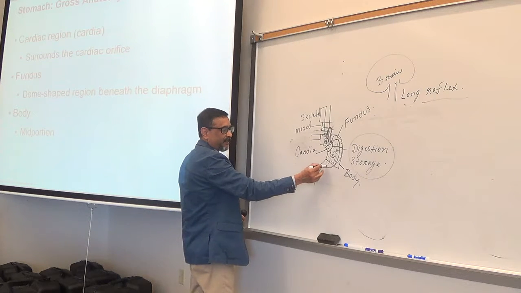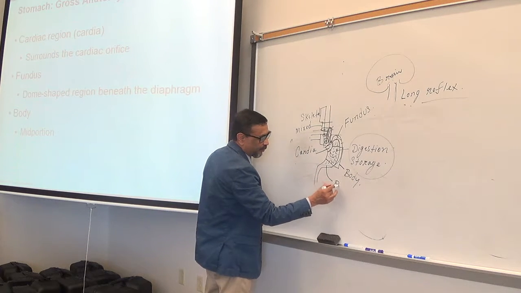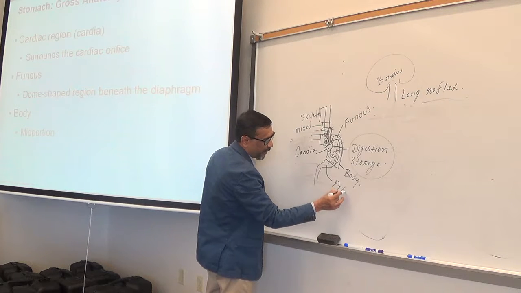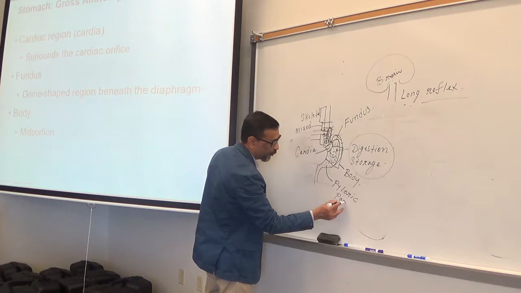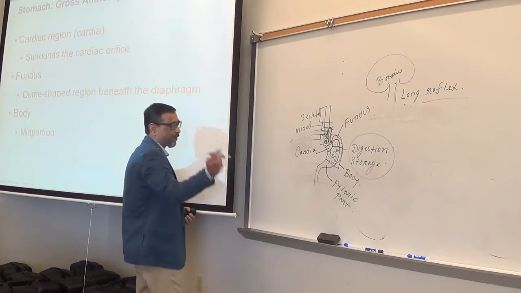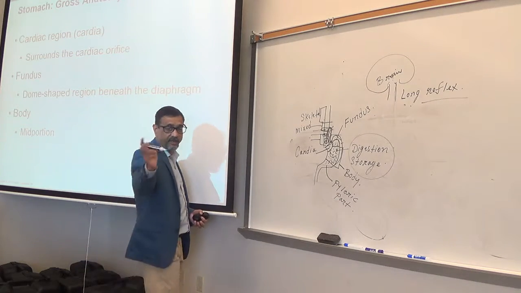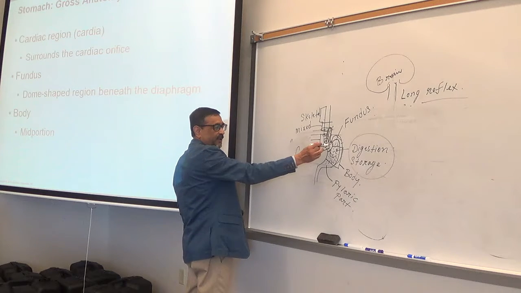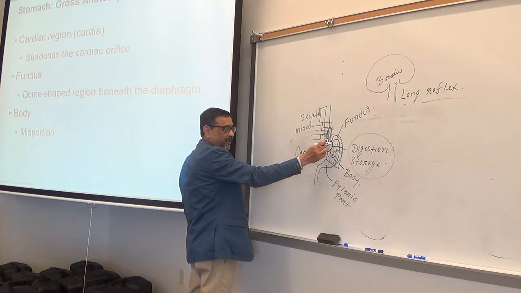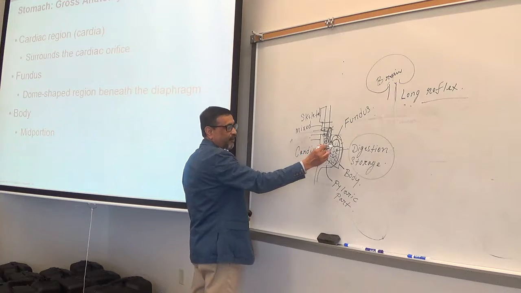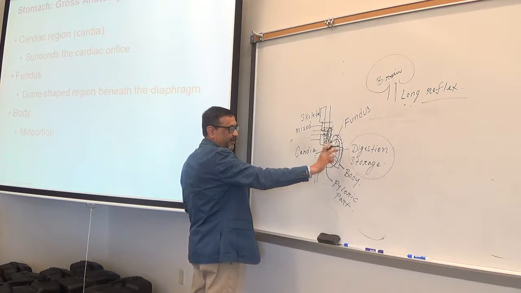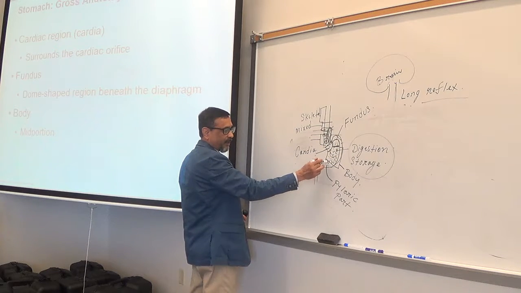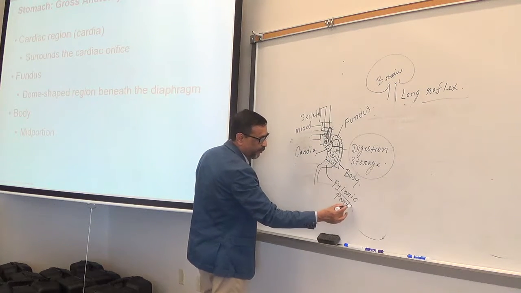And the last part is called the pyloric part, or pylorus. Okay, so those are the 4 parts of the stomach. I am repeating again. Look at this. The area where the esophagus enters is called the cardia. The dome-shaped part is called the fundus. Most of the middle part is called the body, and the end part is called the pyloric part.